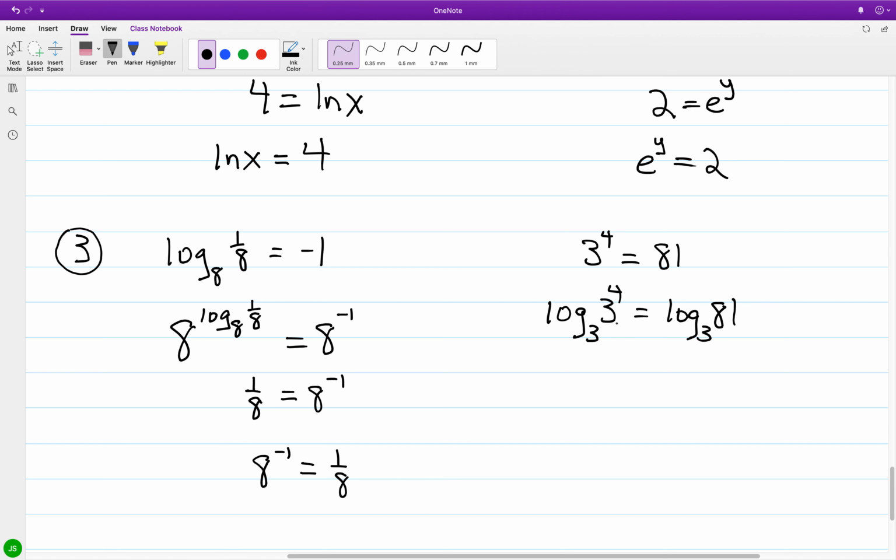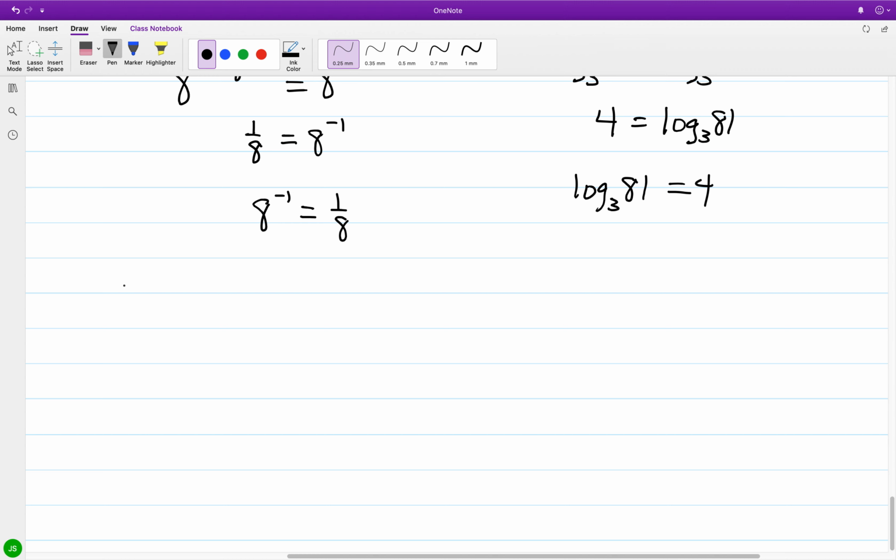Base 3 logarithm of 3 to the fourth goes to 4. And we have that equal to the base 3 logarithm of 81. So we have the base 3 logarithm of 81 is equal to 4. Now, for problem number 4, again going from logarithmic to exponential.